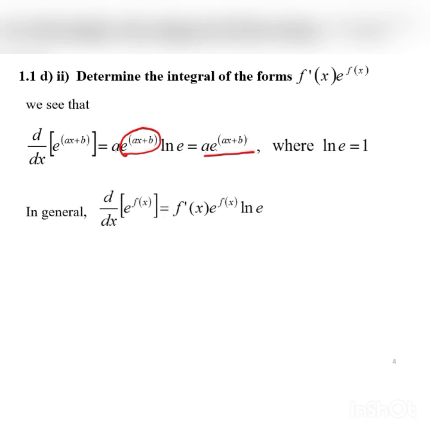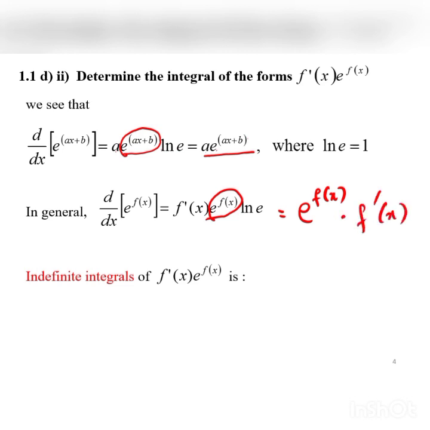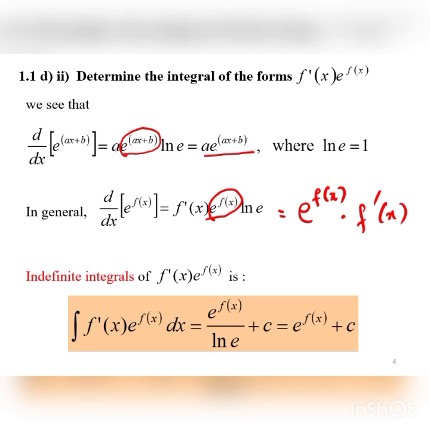In general, differentiating e to the power of f(x), we get e to the power of f(x) times f prime x times ln e, or we can write e to the power of f(x) times f prime x. So the indefinite integral of e to the power of f(x) times f prime x dx is equal to e to the power of f(x) over ln e plus c, or e to the power of f(x) plus c, because the value of ln e is 1.